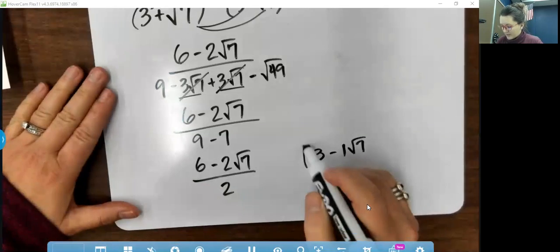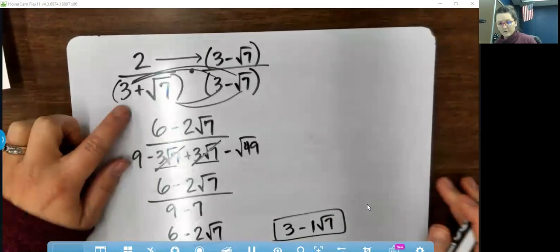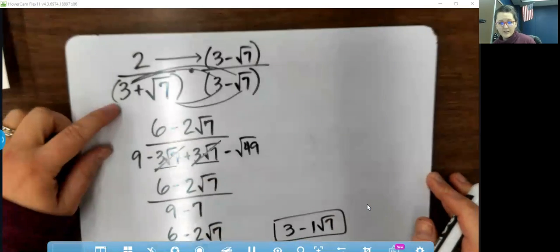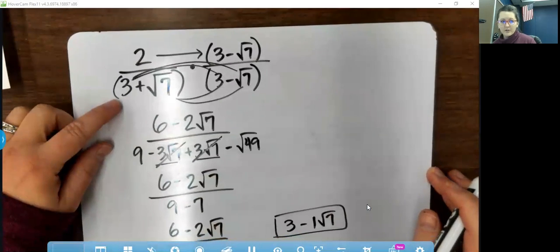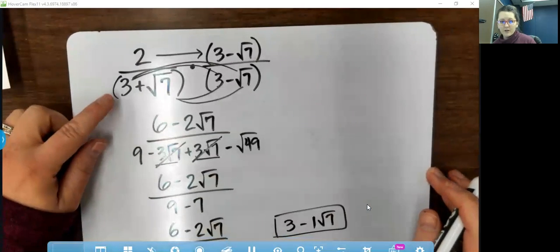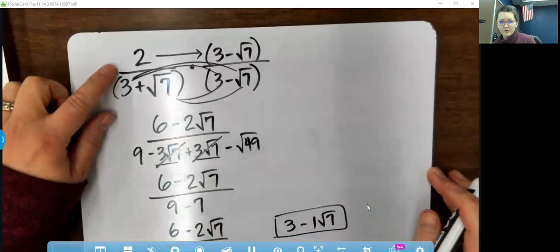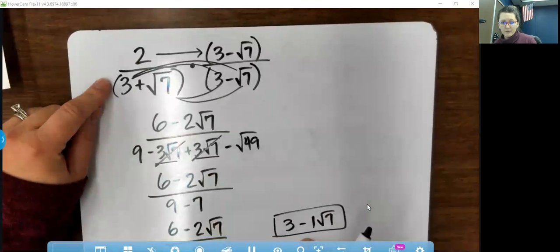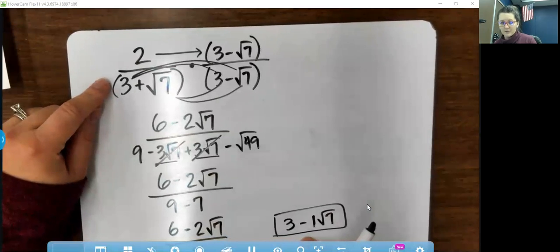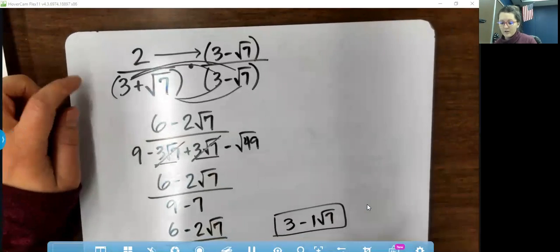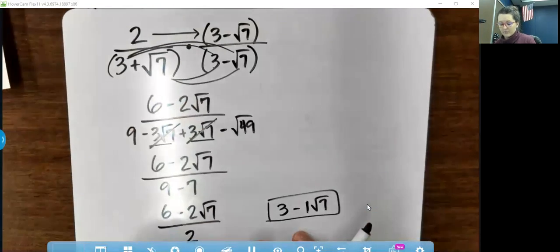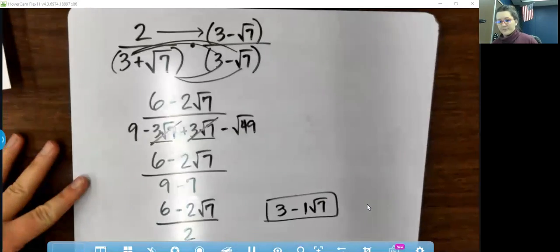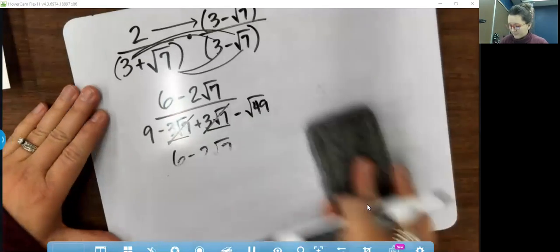So what happens is it looks very different, although it is the same number. It just looks different. It's the same value. If I plugged this 2 divided by 3 plus square root of 7 and 3 minus 1 root 7 in the calculator, I should get the same answer, right? I should get the same decimal answer. Well, this one would be irrational, but we're trying to make it rational. Okay, let's move on. Let's try one more.